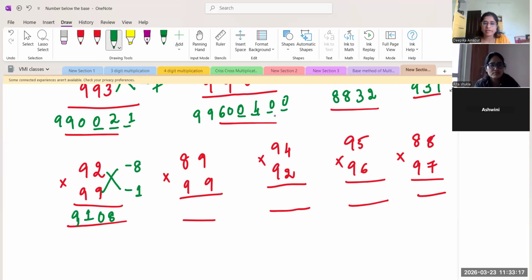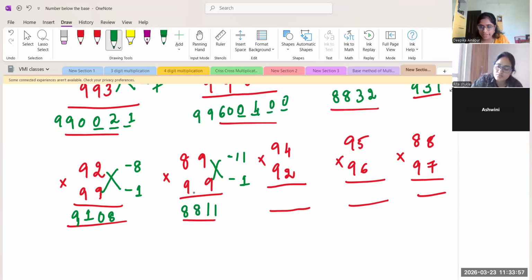Very simple, right? And next is 89 into 99. 89 minus 100 I should do, right? That will be minus 11. 99 minus 100 is minus 1. And in 100, 2 zeros are there, so 2 numbers I should get on the right side of the answer. That is minus 11 into minus 1 will be plus 11. And to do the cross addition, 89 minus 1 will give you 88, or 99 minus 11 also will give you 88. That's it. This is the answer, right?